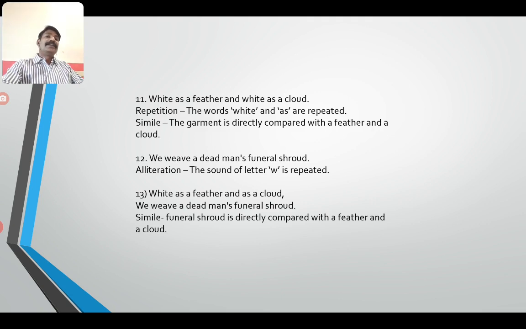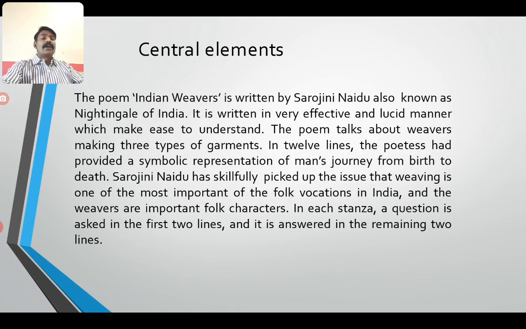12. We view a dead man's funeral shroud. The sound, once again alliteration. Every now and then the poet uses the figure of speech alliteration, because the sound of the W is repeated again and again in the poem. 13. White as a feather, as a cloud. No need to tell, I think that is a simile. Funeral shroud is directly compared with a feather and a cloud. The comparison is shown with the word as and as. So this is all we talked about the figures of speech.